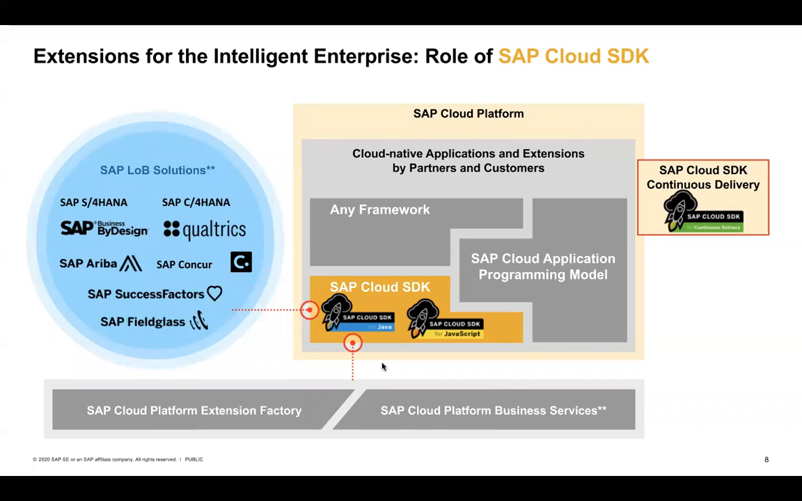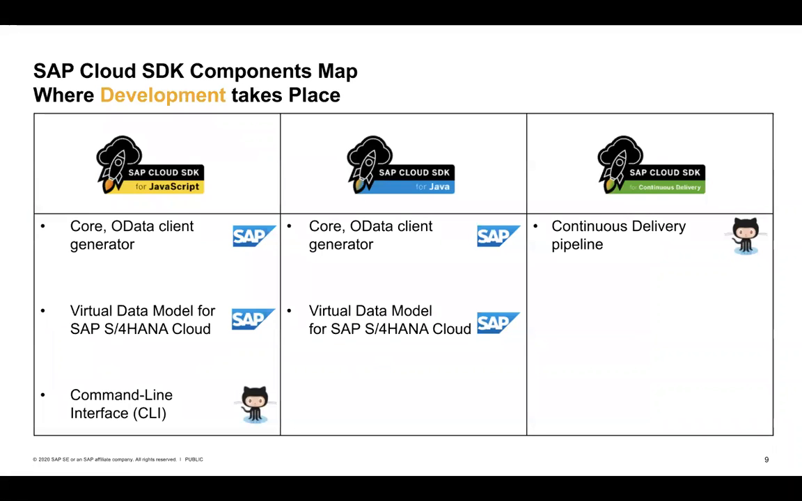So you can imagine these are two dimensions, which makes around 5 components in total. I say around 5 because on this picture we obviously have 6 components. Again, we have 3 main components, which are Cloud SDK for JavaScript, for Java, and for continuous delivery.